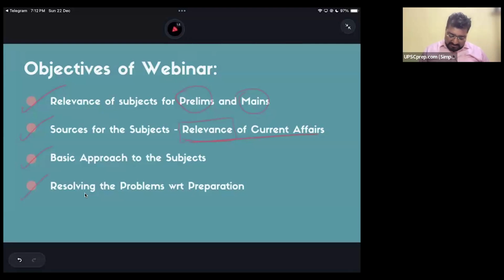And the fourth thing is resolving the problems with respect to the preparation of these subjects. I have been through this part of journey of UPSC, right? Like when I was in the preparation phase, I know what problems students face. Let's say what are the problems which students face. Vast syllabus is there, right? Mugging up multiple things. So इस सारे चीजों का ना solution होता है, right?